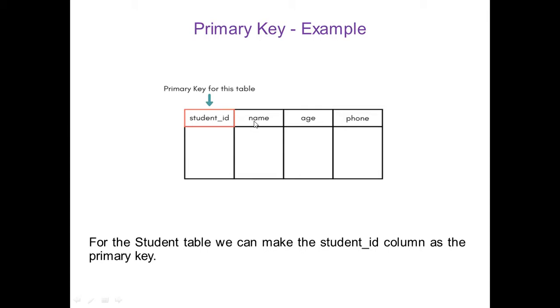Means suppose we are taking name. Suppose name is Raj, age is 15, student ID is 1. Then another student can also have the name Raj, but its student ID is 2. So we can identify that roll number 1 is having the name as Raj and roll number 2 is having the name as Raj. So in this case, we can identify that table by using the student ID. So the student ID can be the primary key for this table.